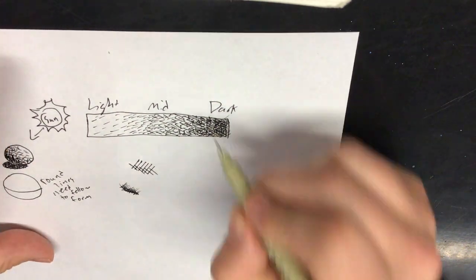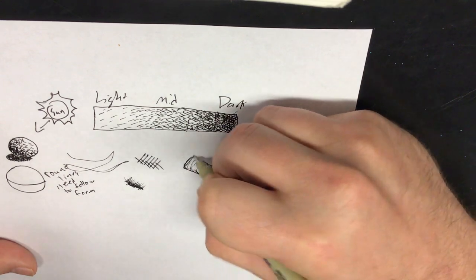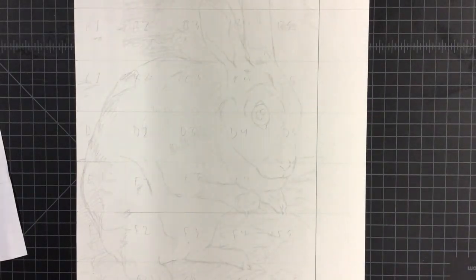You don't have to cross-hatch everything as you go. You can build up layers and layers and layers. I'll show you throughout this video different ways of approaching it just on this rabbit as an example right there.